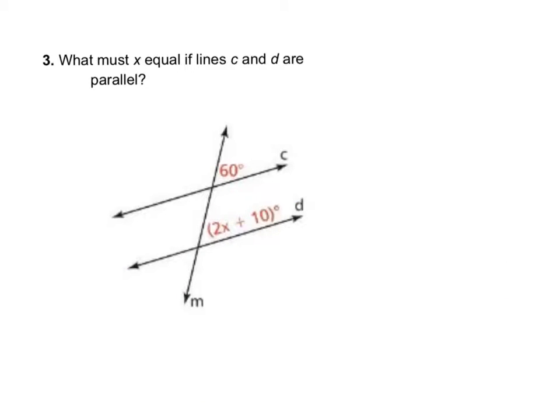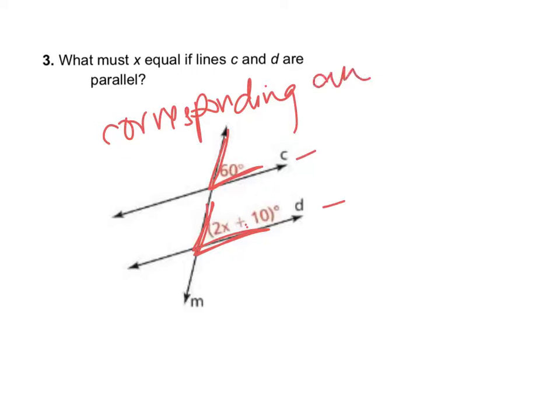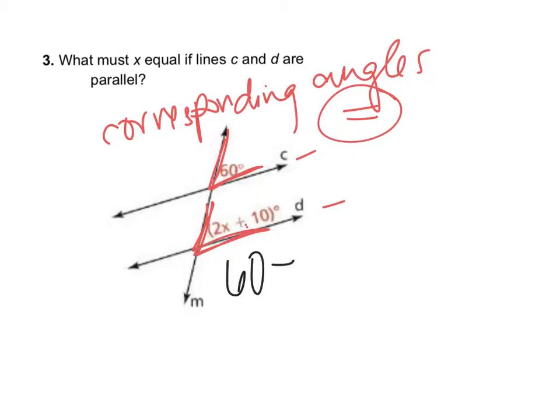Example 3 is using the idea where we have 60 degrees here and we have 2x plus 10 here. Essentially, these angles are in the exact same spot, just on different lines. So these would be what we would call corresponding angles, and since they are corresponding angles, that means that they are equal to one another. So our equation for this would be 60 is equal to 2x plus 10.